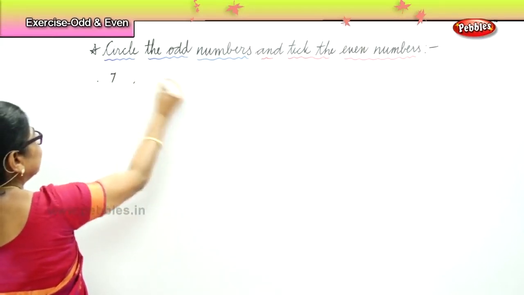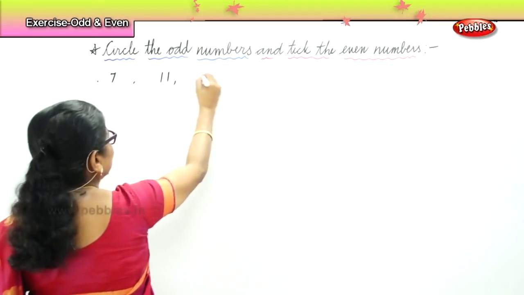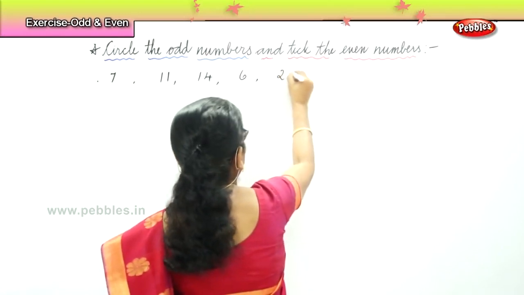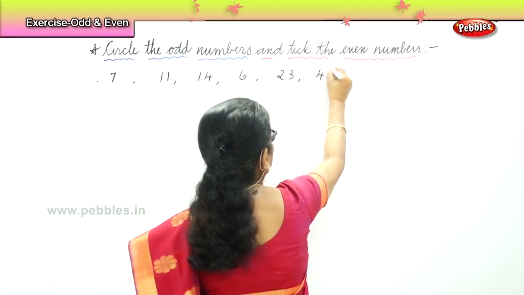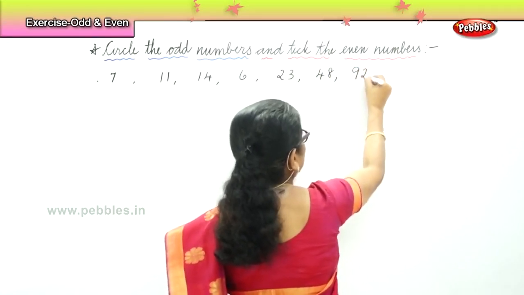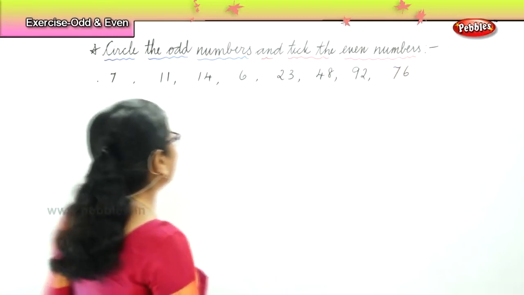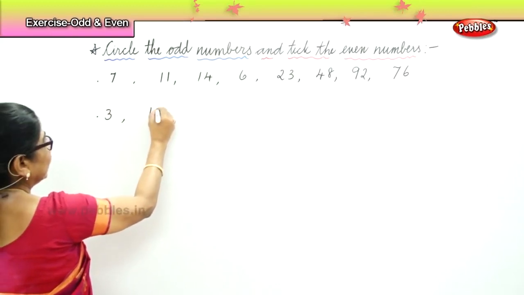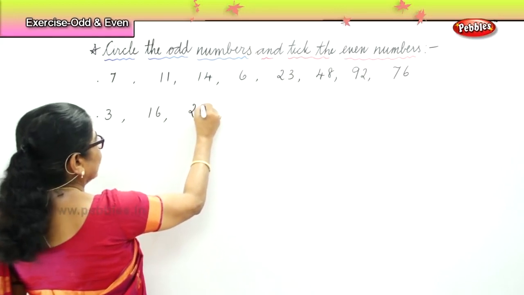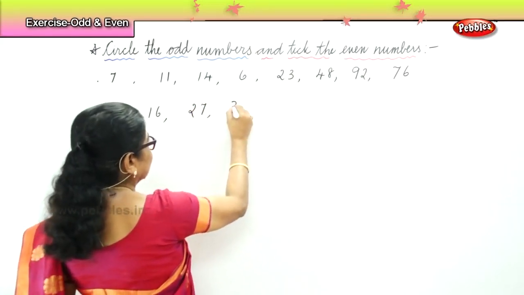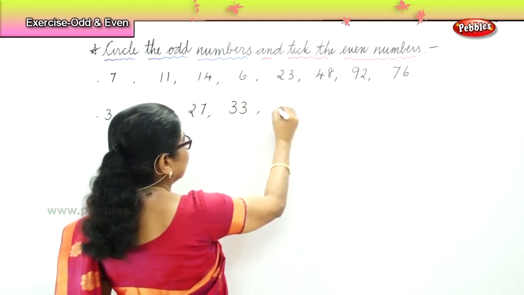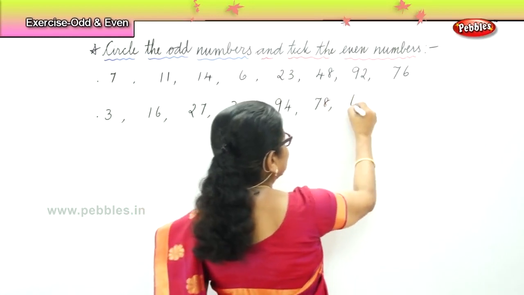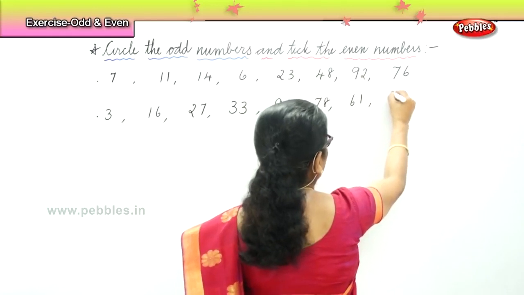You have 7, 11, 14, 6, 23, 48, 92, 76. Okay, another set. You have 3, 16, 27, 33, 94, 78, 61 and 84.